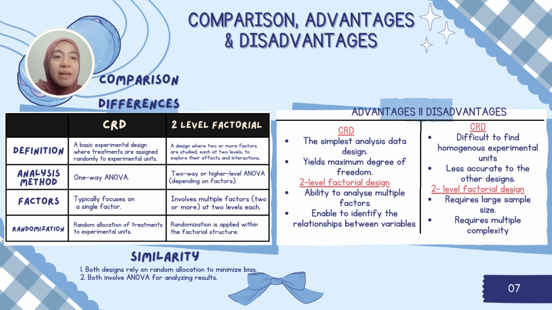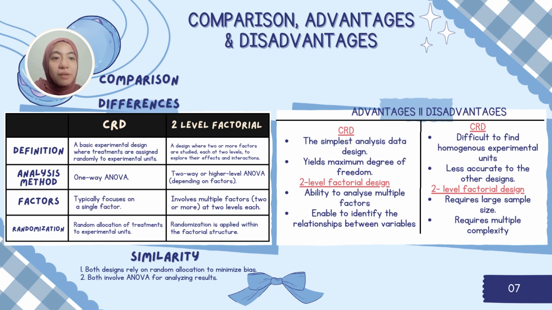Both experiments involve randomization. In CRD, treatments are randomly assigned to experimental units. This helps ensure unbiased results. In the two-level factorial design, randomization applies within the factorial combinations to account for interaction between factors.